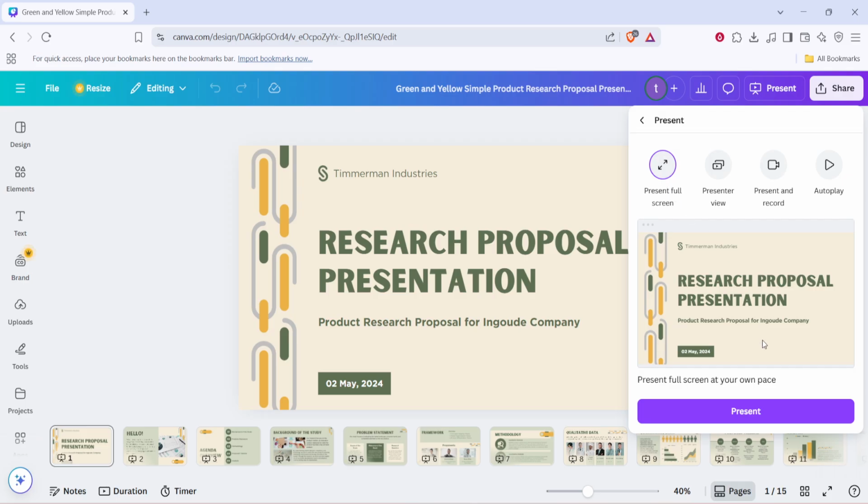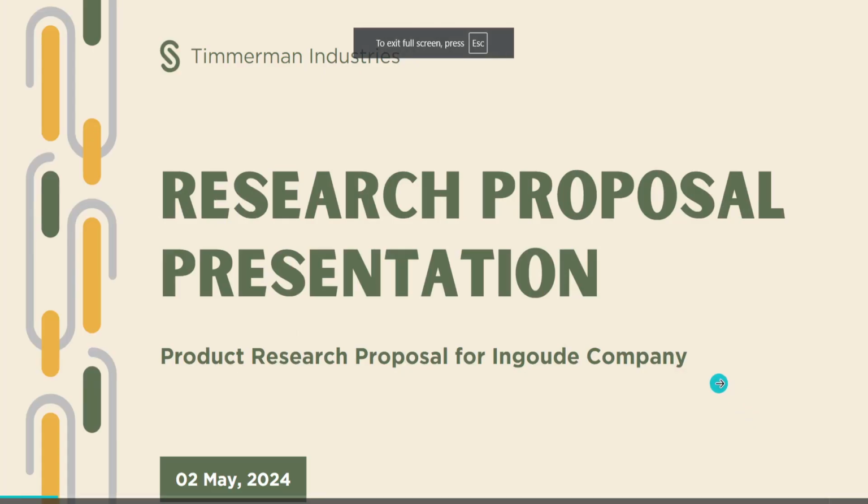Now that your slides are ready to go and displayed in full screen, click on the Present button once again. This may seem repetitive, but it ensures that all settings are locked in and that you're in the ideal mode for making adjustments as you present.